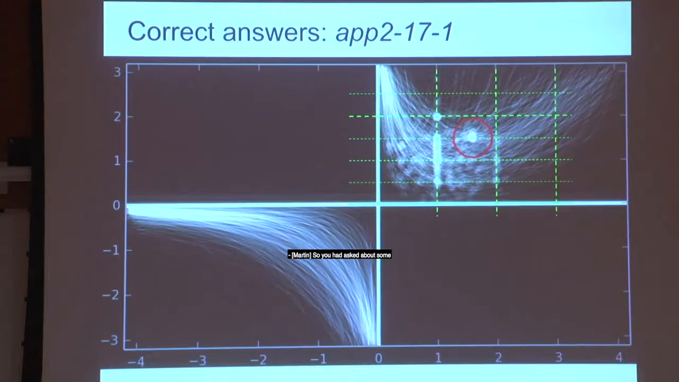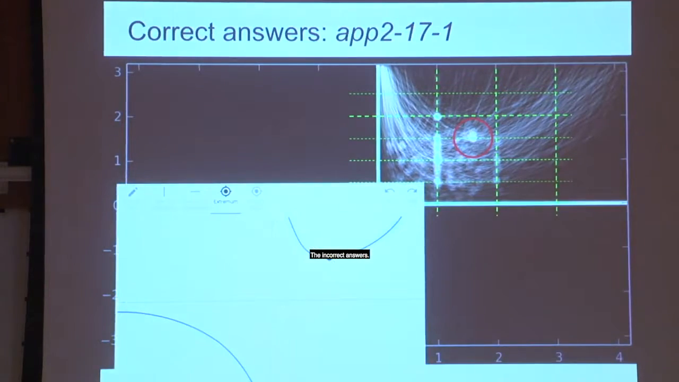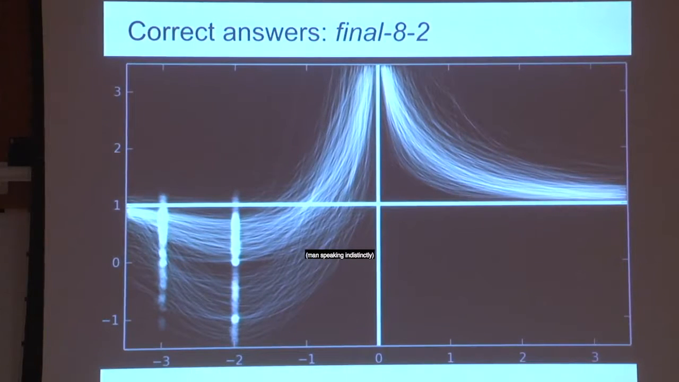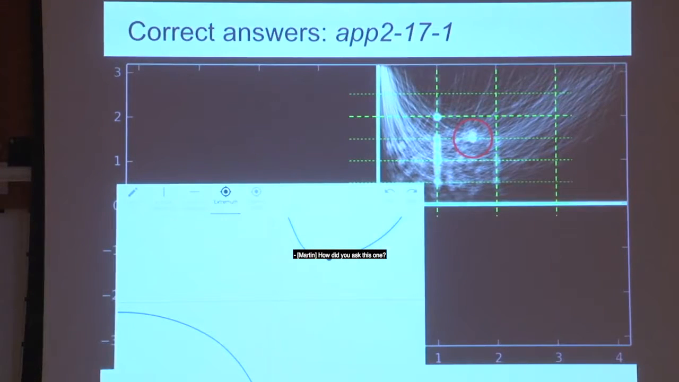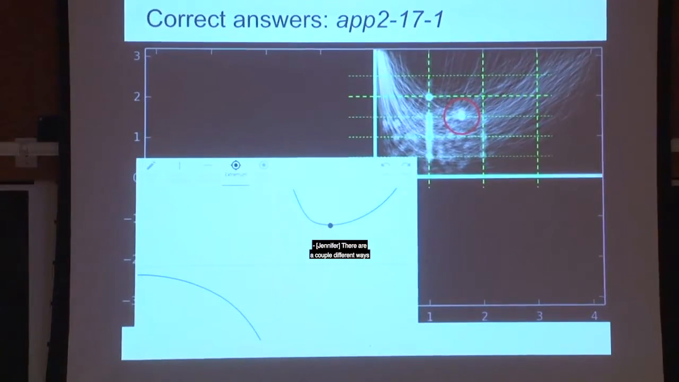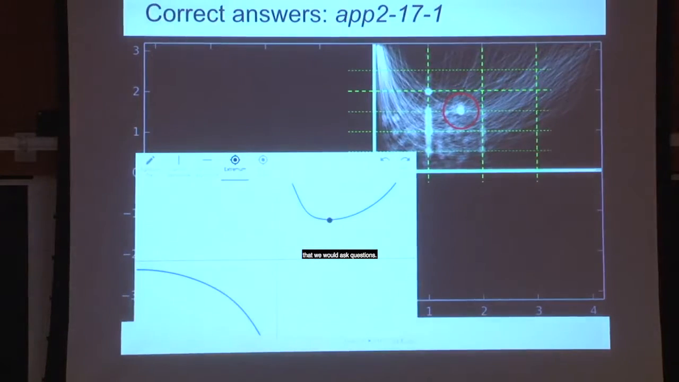So you had asked about some of the incorrect answers. Could you give us the question? Certainly. So there were a few questions, I think. Do you mean the question that's up here? How did you ask this one? Well, of course. So I suppose if we have a few minutes at the end, we can pull up the actual page.